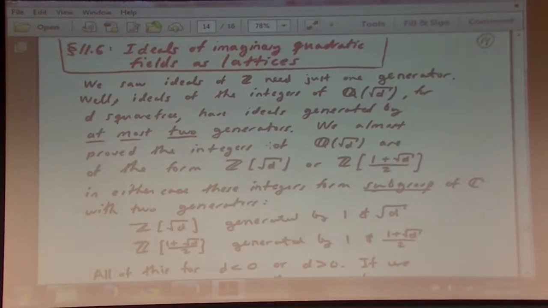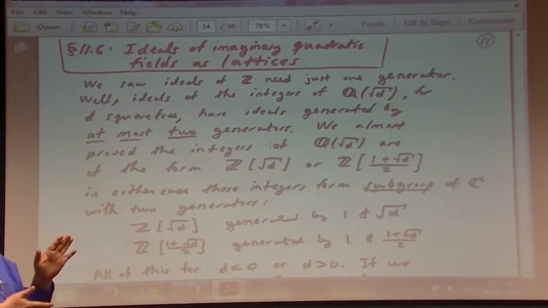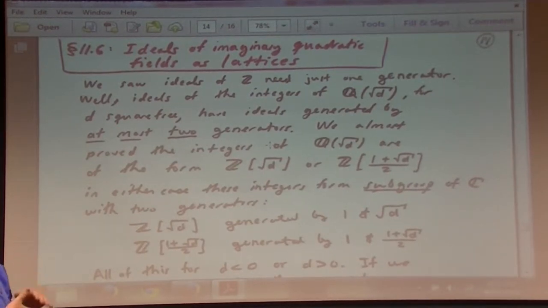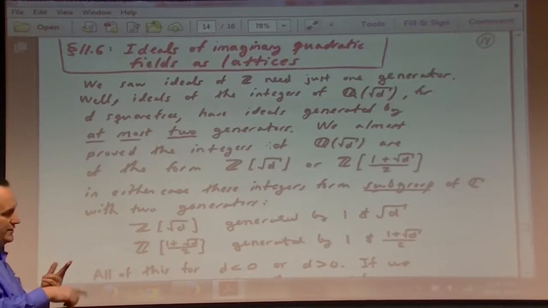Concerning the lattice, I want to show you the proof here briefly. Section 11.6 says, if you're looking at imaginary quadratic fields, in other words, Q adjoined the square root of D, where D is square free and D is negative, then any ideal in there is a lattice. In other words, it is built from either one generator or two. Actually, let me be more precise.